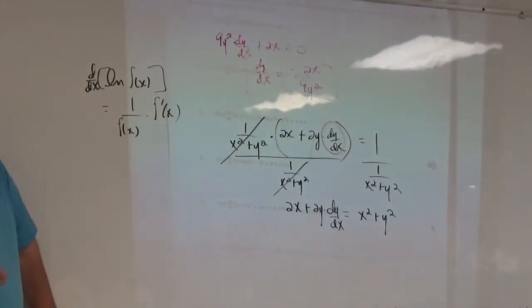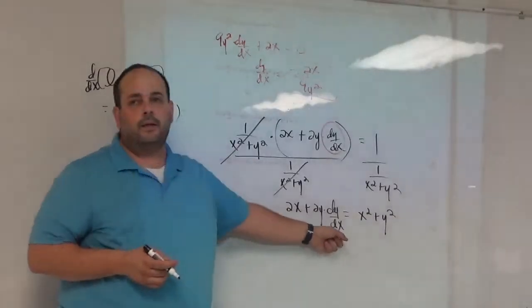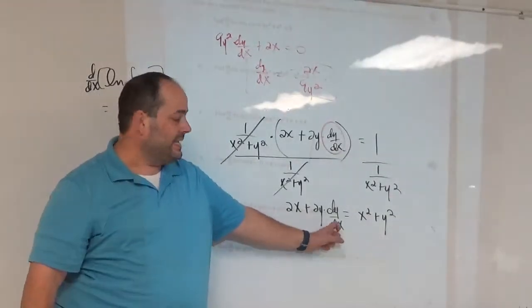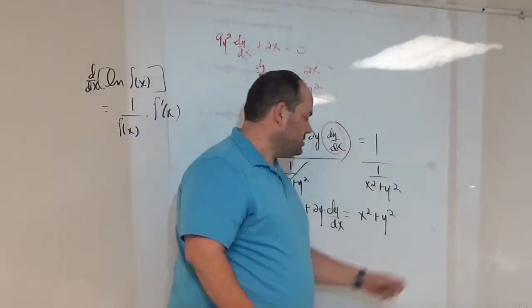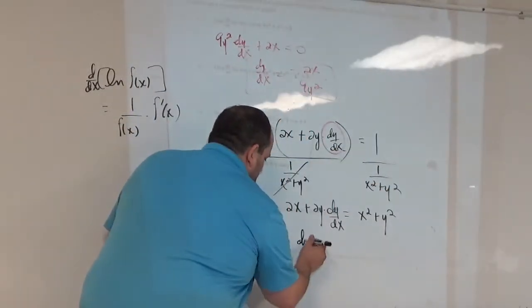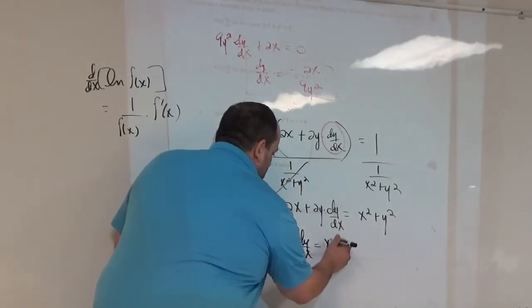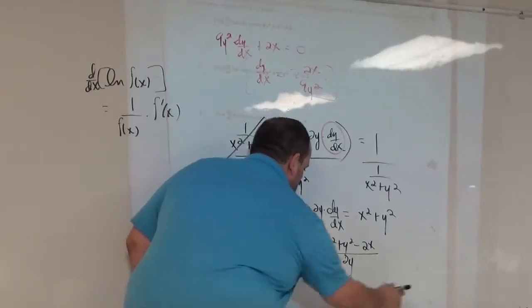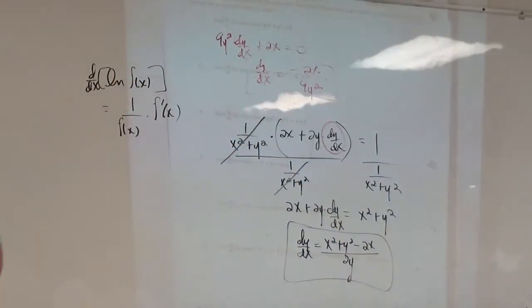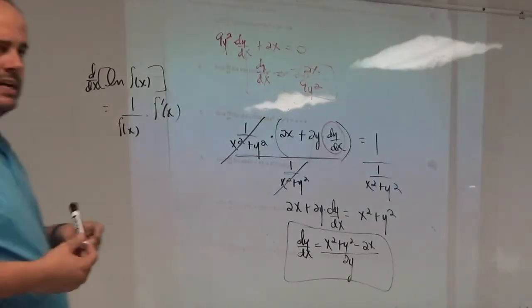You have to solve for dy dx. Careful with your algebra skills here. Get dy dx by itself. You have to subtract the 2x to the other side first, and then divide. So x squared plus y squared minus 2x divided by 2y. Tonight's homework is assignment number 61, round 1 and round 2. I've already emailed the solutions to you guys for all of these practice problems if you need extra help.